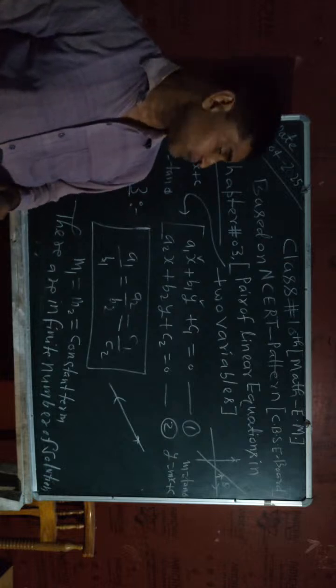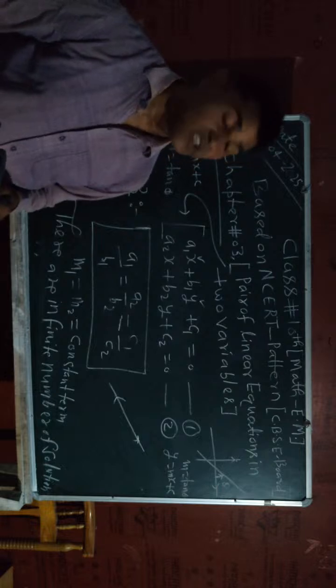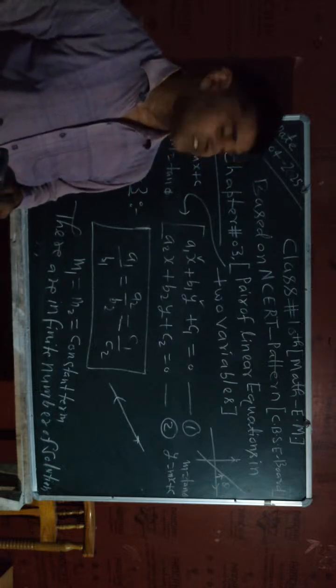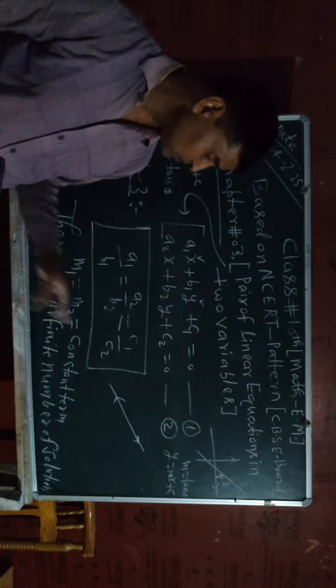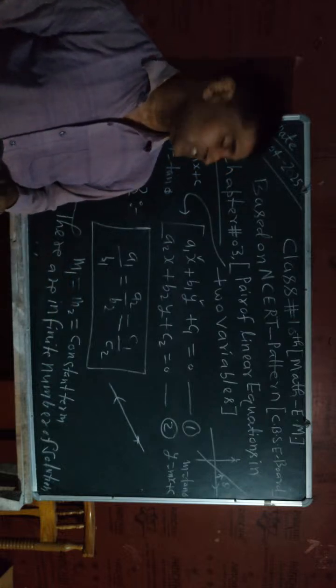If both lines are parallel to each other, they will not intersect at any point. So there is no intersection point, and we cannot get the values of x and y. So there is no solution. Okay, students, there is only one question available.